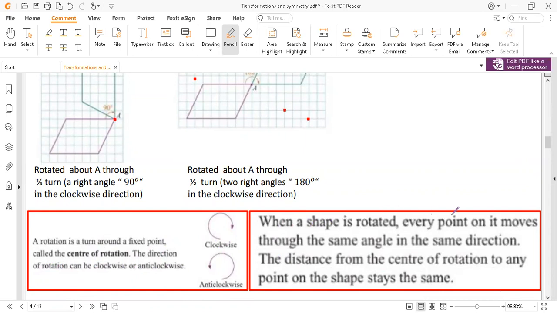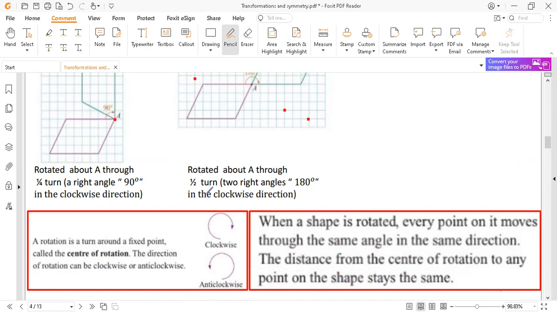When a shape is rotated, we know that every point on it is moved through the same angle. So we use the compasses and a semicircle to identify the angles that we should rotate about. The distance from the center of rotation to any point on the shape stays the same.